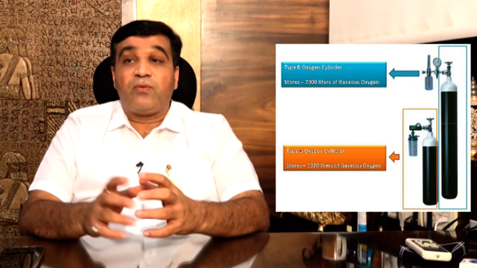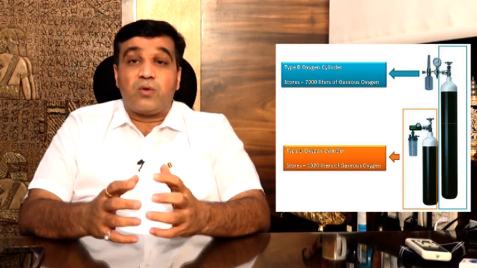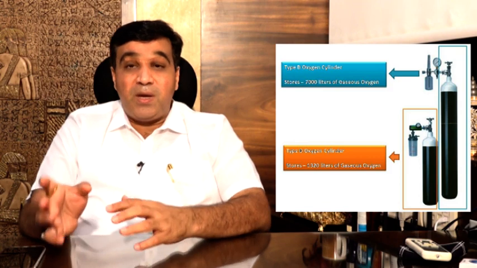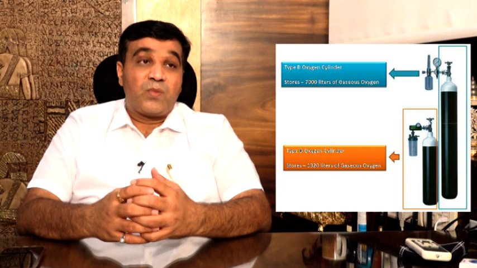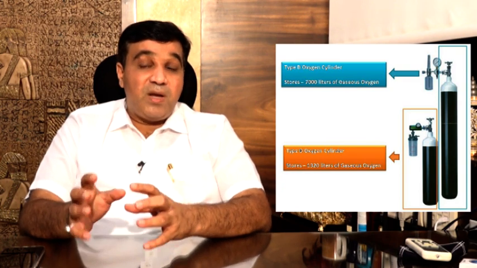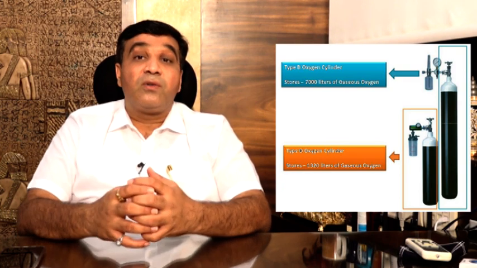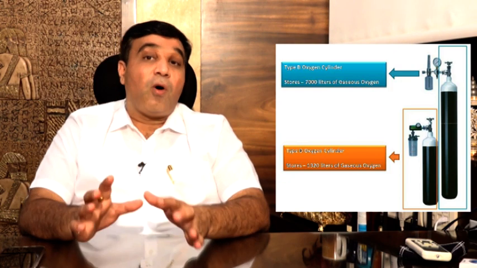But if you look at the other portion of the oxygen, the gaseous form, the jumbo cylinders are B and D type jumbo cylinders. So the larger ones, the type B, will store around 7,000 liters of oxygen, while type D will store around 1,320 liters of oxygen, both in the gaseous form. These are also stored at a certain pressure and then delivered to the patient. Thank you.